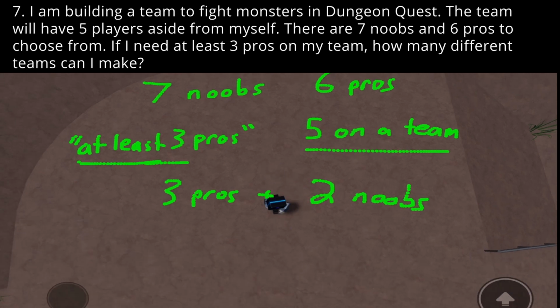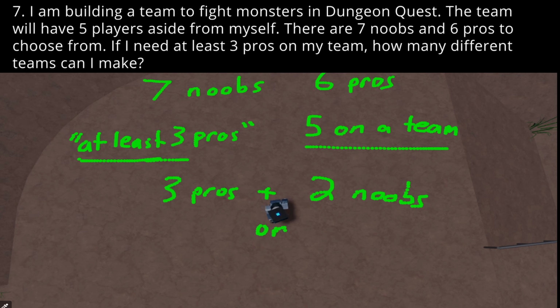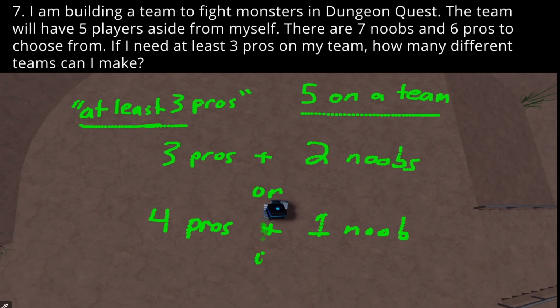Or we could have 4 pros, because that's more than 3. But if we have 4 pros, that means there's only going to be 1 noob left, because 4 plus 1 is 5, and you can't have more than 5 people aside from myself, as I said in the problem. Or our final option is 5 pros, because we can have up to 5 people on a team, and there's enough pros for that. There were 6 pros to begin with. And if we take 5 pros, that means we're going to have 0 noobs on our team.